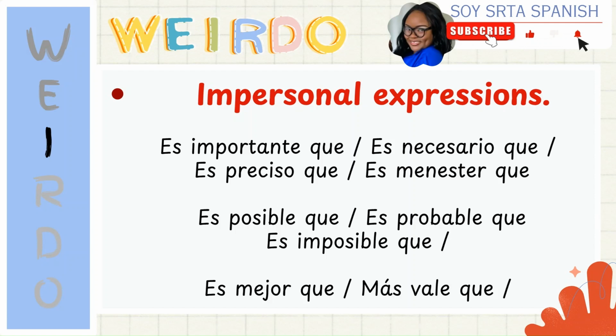Similarly, we have it's possible that, it's probable that, it's impossible that. And then the final two at the bottom, es mejor que or más vale que, both mean it's better that. It's better that this happens. So all of these are impersonal expressions. It doesn't identify a particular subject, and so that is why it's called impersonal. But once we see them, we know that what will follow it will be the subjunctive conjugation. That's right. Now let's move on to R.